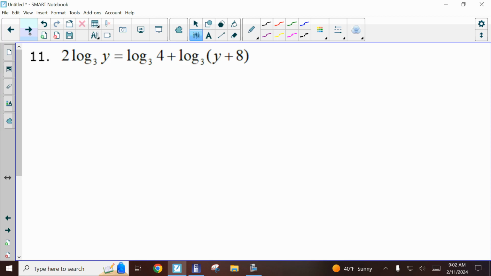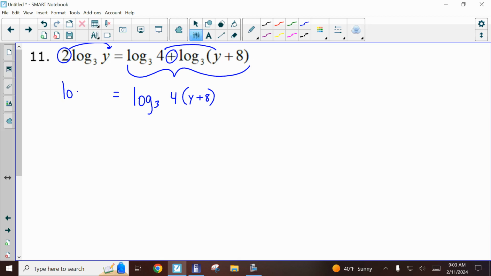Okay, now we get into logs. Now when we do logs, we don't want to have more than 1 log on one side. So over here on this left side, we have to combine these into 1. So I'm going to write log base 3. And because this is a plus sign, that tells me that I have to actually take this and multiply it to that. So I'm going to go 4 times y plus 8. That's all inside of my log. And then I also don't like having numbers out in front of the log, so I'm going to bring that up here. So I'm going to go log base 3 of y squared.